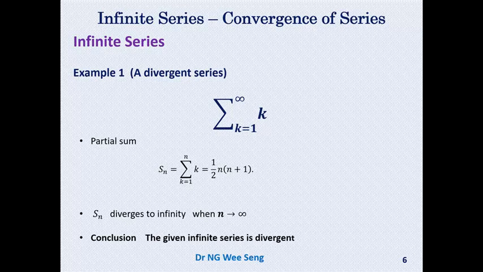Let's consider a few simple examples. In the first example, we are summing k from 1 to infinity. We first compute its partial sum, which is the sum of k from 1 to n. This is a famous algebraic formula. Obviously, when n goes to infinity, this quantity will diverge to infinity. And the reason is simple. That's because both n and n plus 1 diverge to infinity. So our conclusion is that this sequence Sn diverges to infinity, which means correspondingly the infinite series is divergent.